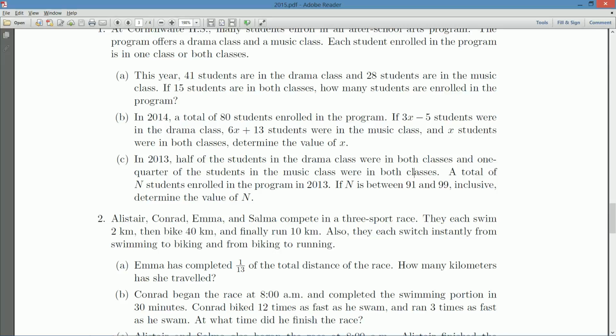A total of N students enrolled in the program in 2013. If N is between 91 and 99 inclusive, determine the value of N. So, I'm betting that we can pick one of those variables, M or D, and be able to get N in terms of that. And maybe it'll be some sort of multiple, like 2 times M. And then there's only one possible multiple of 2 in here, or something like that. More likely, I think it would be a multiple of 6. Something like that. So maybe 6 times the number of drama class kids. So 6D, and there's only one multiple of 6 in here, and that's 96. So N would have to be 96. That's the idea.